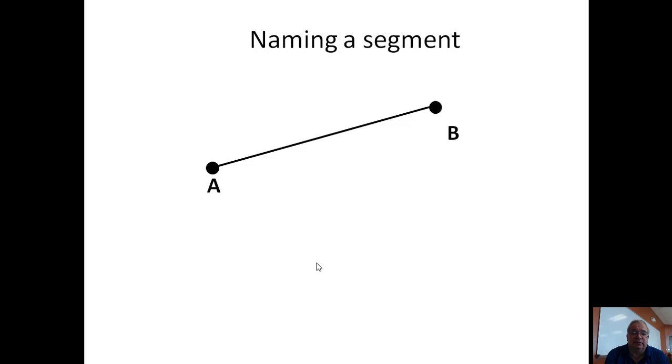Naming a segment. We pretty much do it the same way we do with a line, except there are no arrows on our symbol over here. Remember, on a line we'll have the arrows. That's how you can tell that this is a segment. There are no arrows, so this is a segment. If I had arrows, I'd be referring to the whole line, that it goes infinitely in both directions. Alright, so that's that.